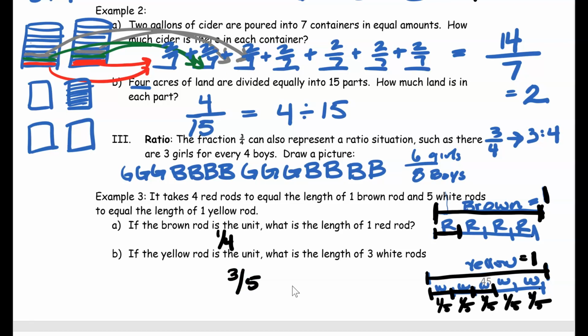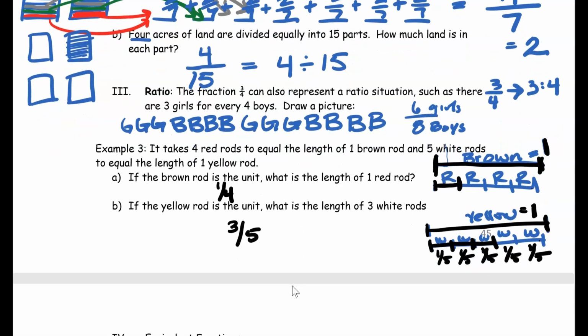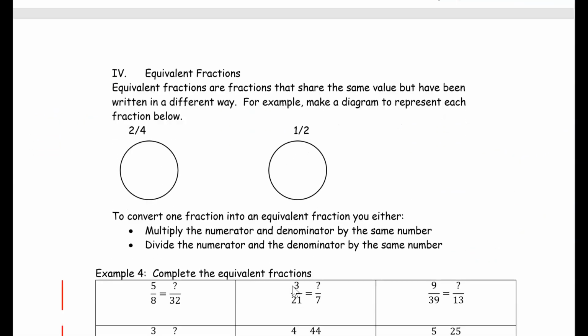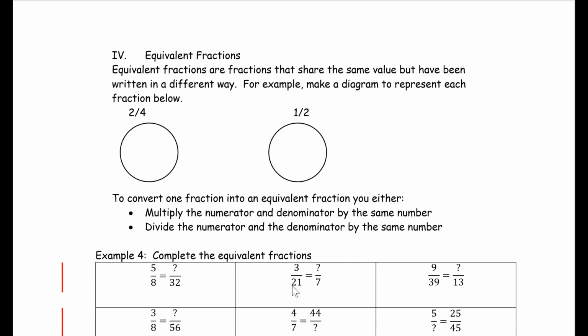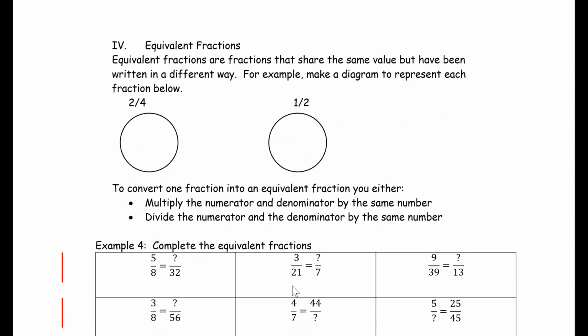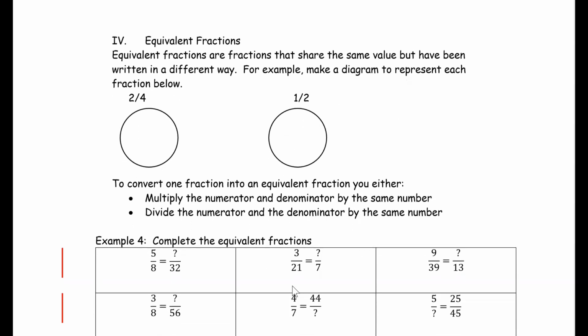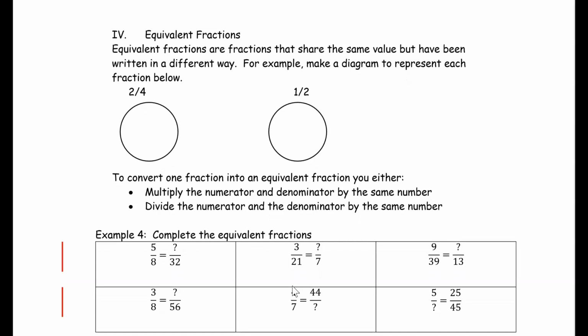So that concludes the 3 ways that you can represent a fraction or understand what a fraction means. So let's talk about what it means for 2 fractions to be equivalent. So equivalent fractions are fractions that share the same value, but that have been written in a different way. So for example, the fraction 2/4 is equivalent to 1/2 because they represent the same amount or value, but you can draw a picture and show them a little bit differently.